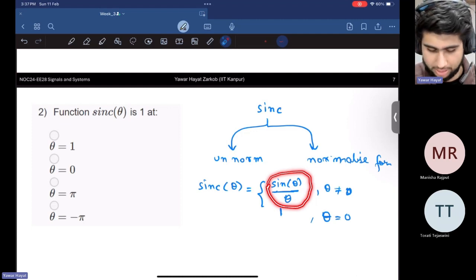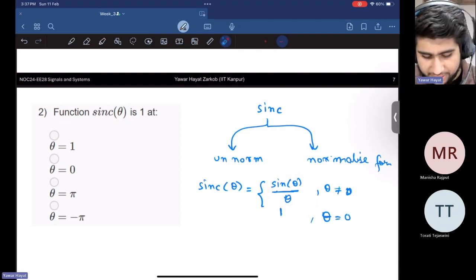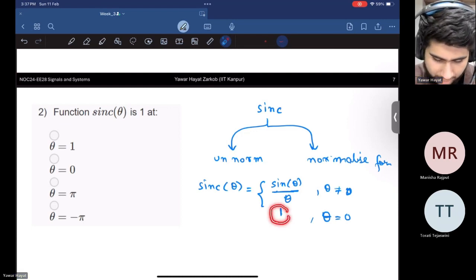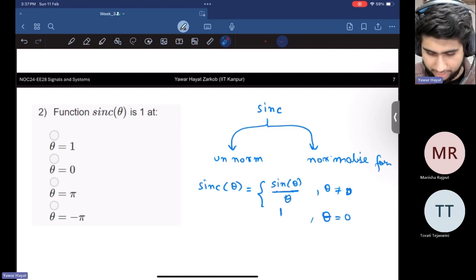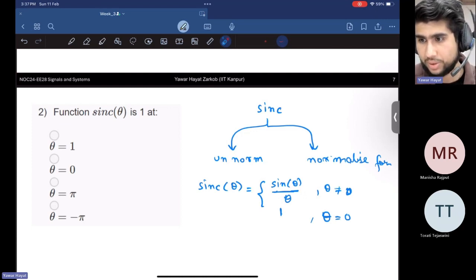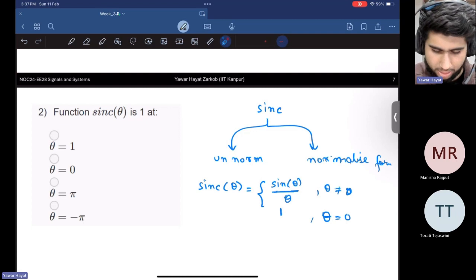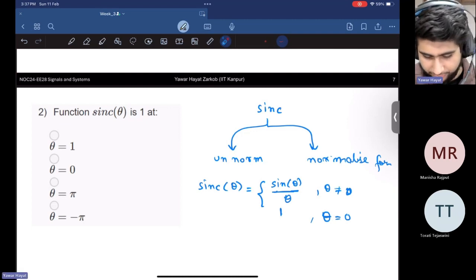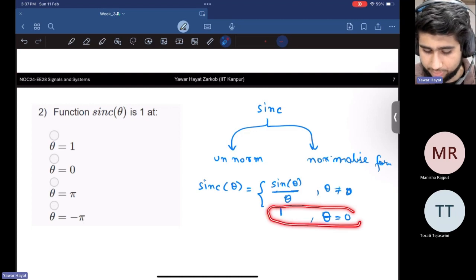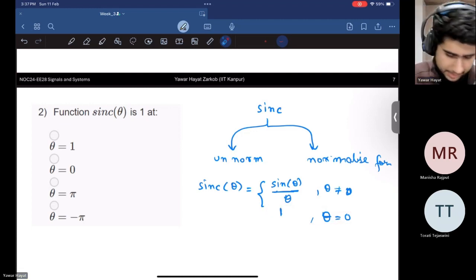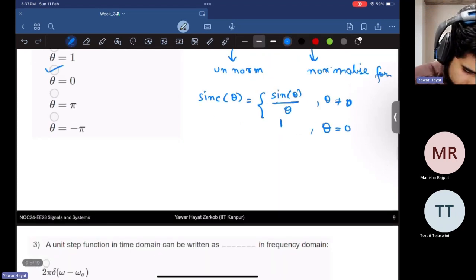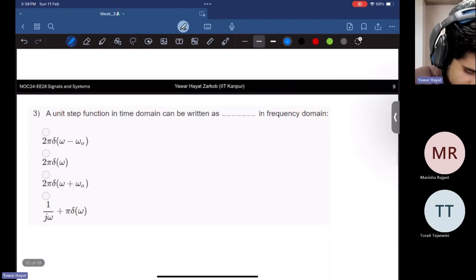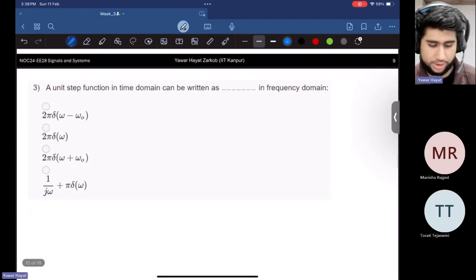Which is indeterminate. So the way we define the sinc function is that we assign the limiting value at theta equal to 0. If we define sinc by this function, then it is not 1 at theta equal to 0. In fact, the limiting value is 1 at theta equal to 0, but we then define it to be 1 at theta equal to 0. I hope I was clear. So the correct answer for this one was theta equal to 0, which you pointed out in the chat.